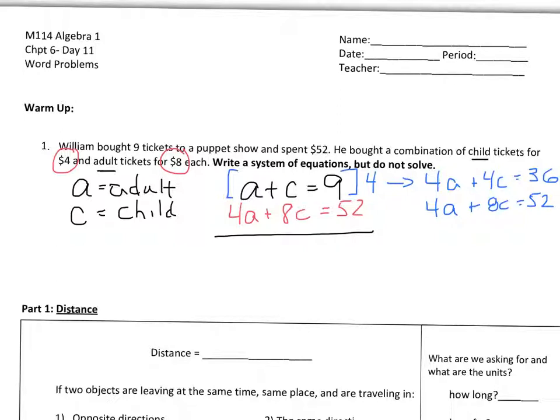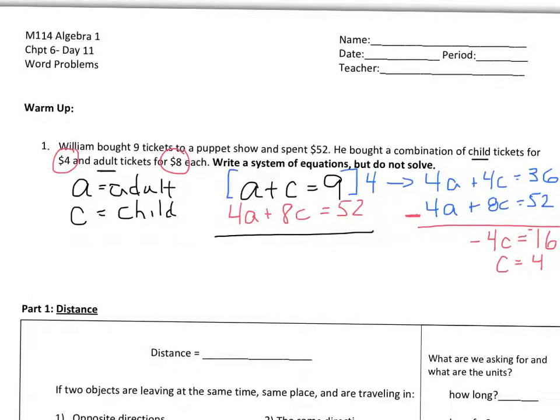So what are you going to have to do to these equations to eliminate the A? Let's call on Eric. What are we going to do, Eric? Pay attention, Eric. You're going to subtract 4A minus 4A. So then those are gone. Then 4C minus 8C is negative 4C. And 36 minus 52 is negative 16. So then when you divide by negative 4, you get 4.